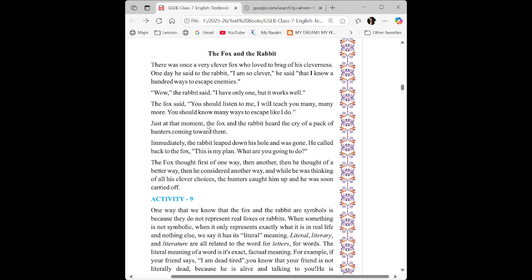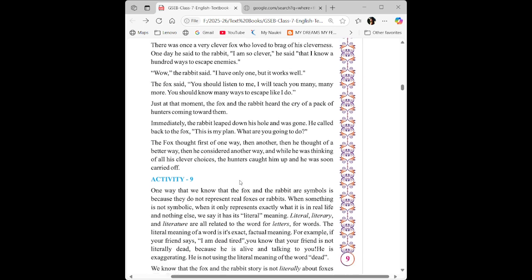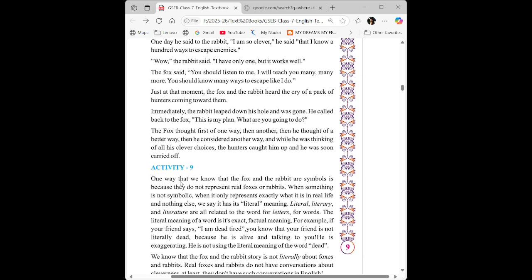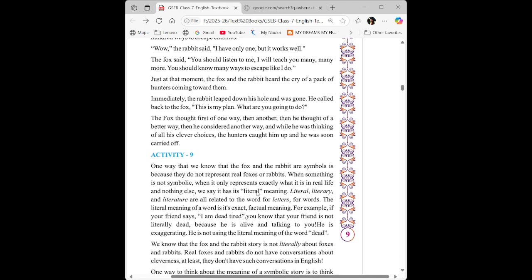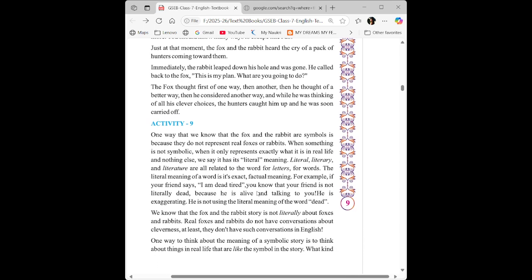So the fox was, even though he was very intelligent and he knew 100 ways of escaping the enemies, still he was caught. So see, one activity, nine now. One way that we know that the fox and the rabbit are symbols is because they do not represent real foxes or rabbits, because the real foxes and rabbits, they don't talk this way, right? When something is not symbolic, when it only represents exactly what it is in real life and nothing else, we say it has its literal meaning.